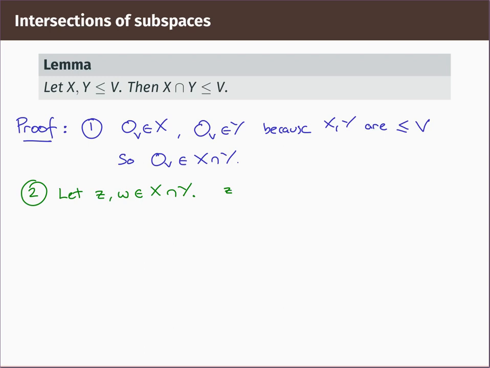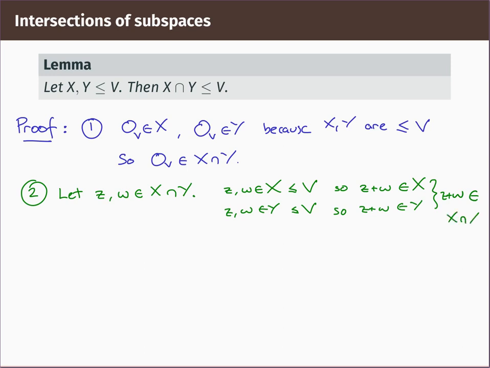So first of all, z and w are in X, which is a subspace of V, so which is closed under addition. So z plus w is again in X. But of course the same thing holds for Y. z and w are in Y. Y is a subspace of V, so z plus w is in Y. Putting those two things together, we get that z plus w is an element of X intersect Y. And we've shown that X intersect Y is closed under addition.